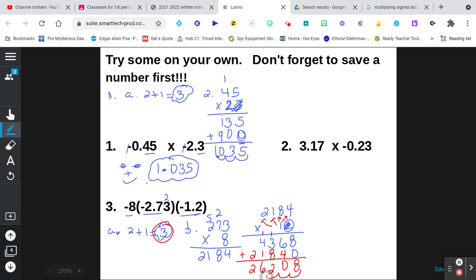1, 2, 3. And I said it was an odd, 3 is an odd number. So I'm going to end up with some negative answer. So negative 26 and 208 thousandths. You got to keep that 0 because it's in between some numbers, okay?